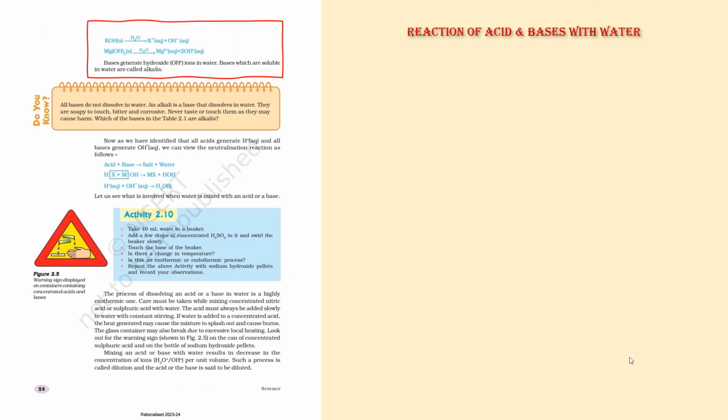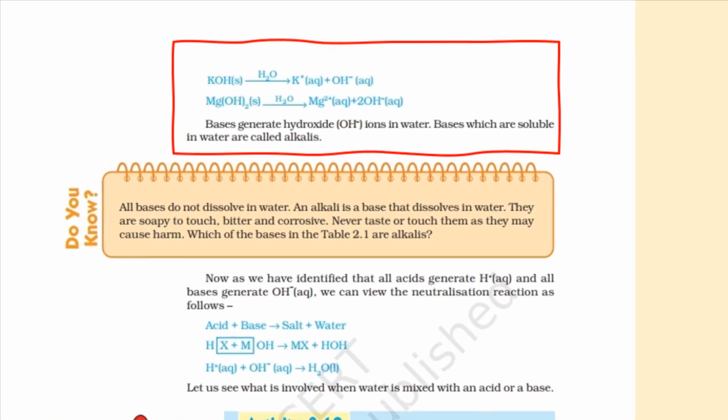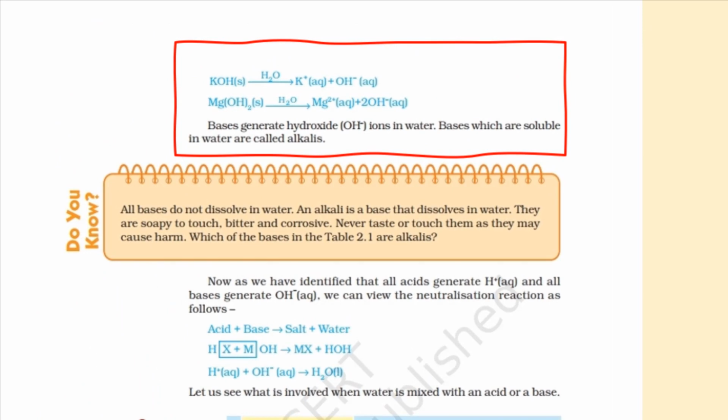Now, if you take the case of bases, that is potassium hydroxide and magnesium hydroxide, in presence of water, they break down to form K plus and OH minus ions. Note the difference. When an acid reacts with water, it produces H plus or H3O plus, hydrogen or hydronium ion, while in case of a base, it produces hydroxyl ion. You need to remember this.